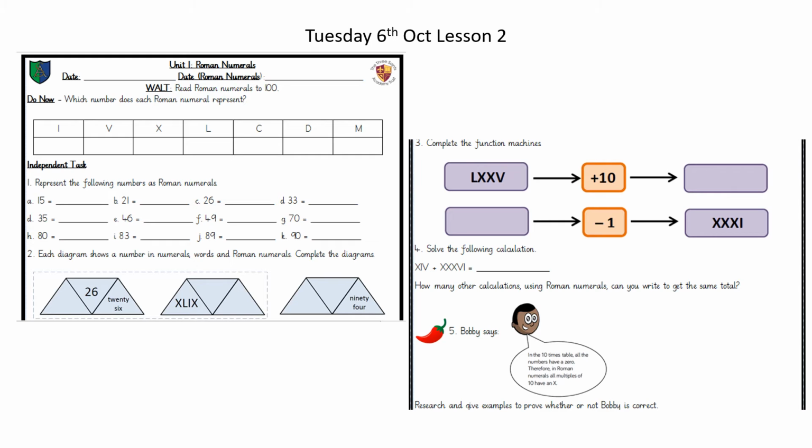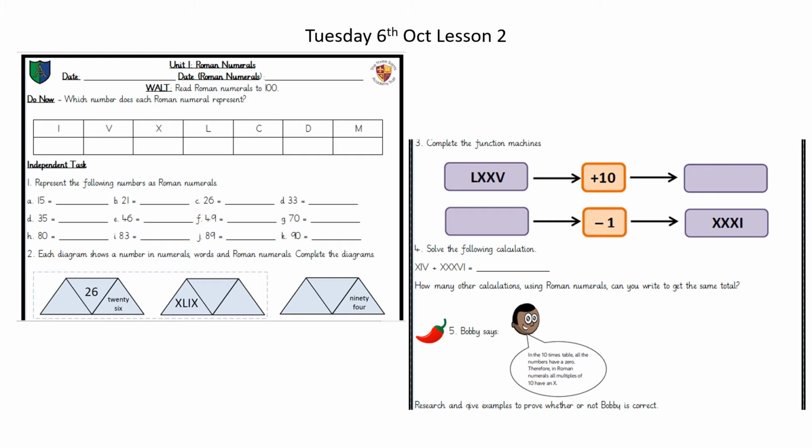Tell me what each of the letters represents. I'll start you off. I means 1. V means 5. The way I remember this is because if I count from 1, 2, 3, 4, 5, the word 5 is the first letter that has a V in it.